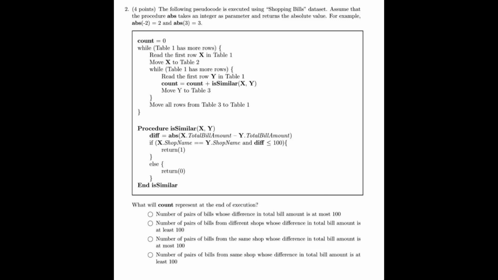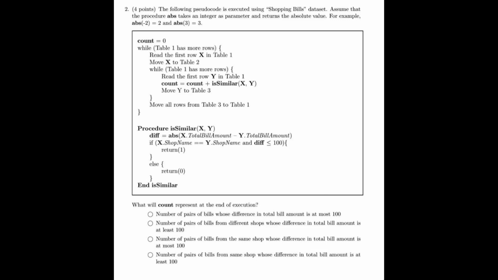Now the procedure is: difference is equal to ABS(x.total_bill_amount minus y.total_bill_amount). Here ABS is an absolute function which, as they have already given us in the question, takes the negative value as positive too.